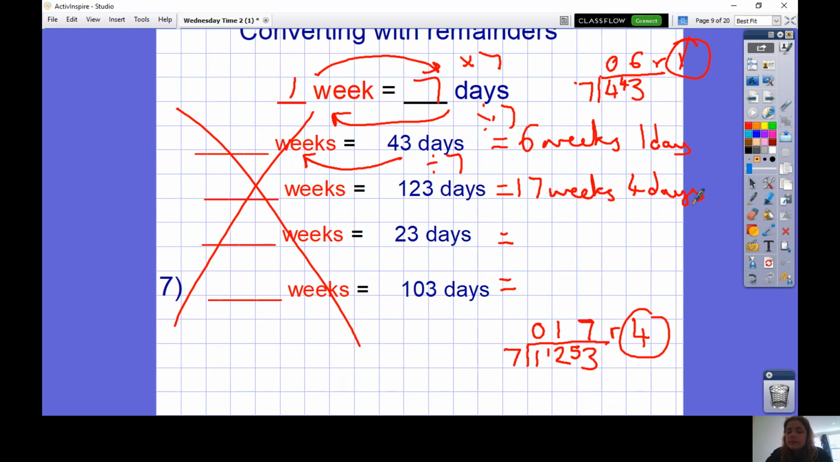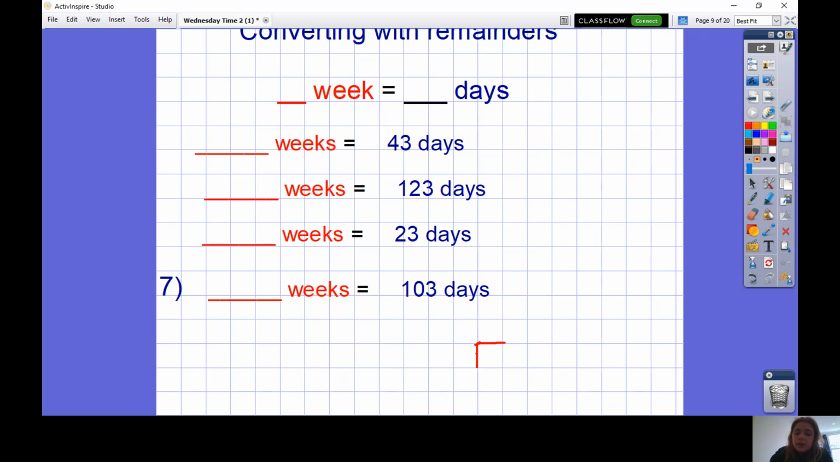Okay, my final one, I'm doing how many 7s in 23? For this one, I know that fact immediately. 7 times 3 is 21, so it's 3 weeks. And then how many days left over from 21 to 23? 2 days. You're going to pause the video now and have a go at 103 days. It will be some weeks and some days. So please can you find how many weeks and days is 103 days? Pause the video and have a go now.